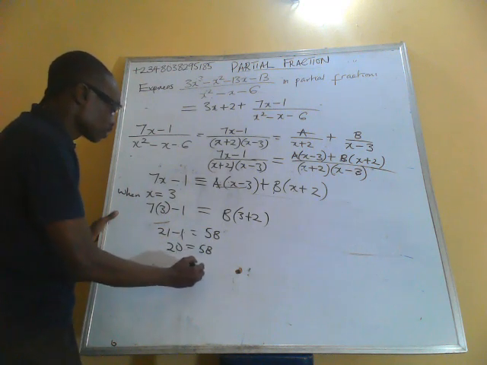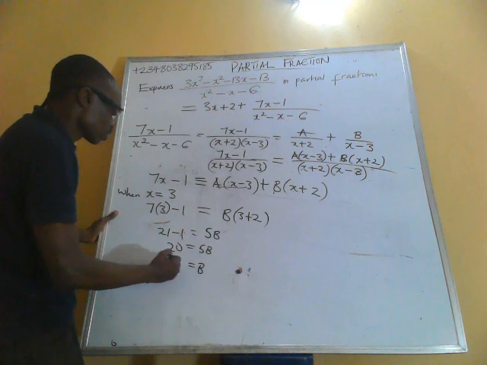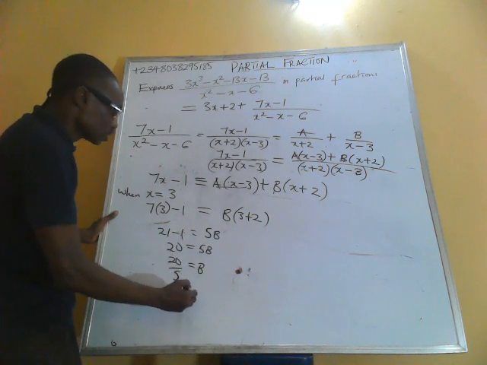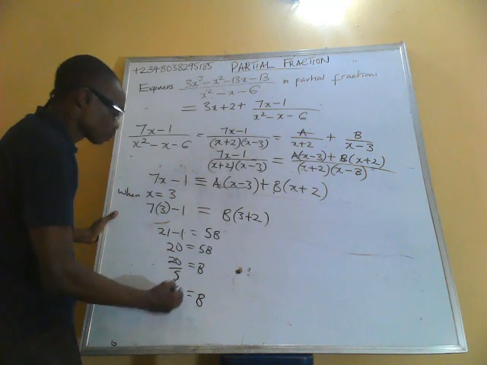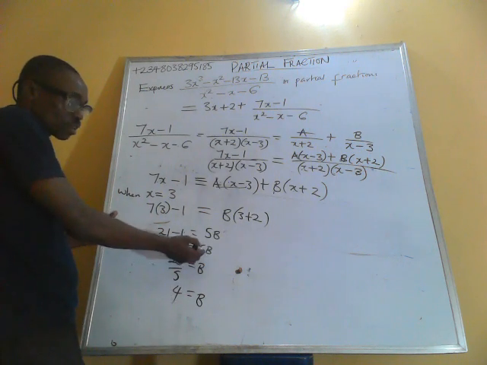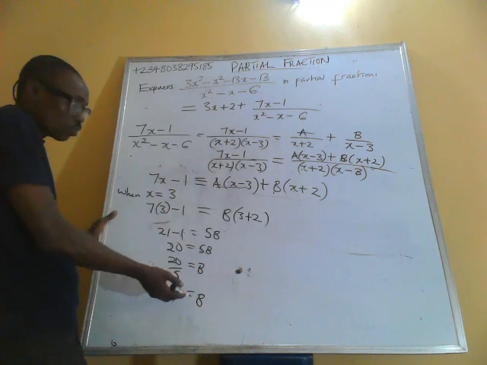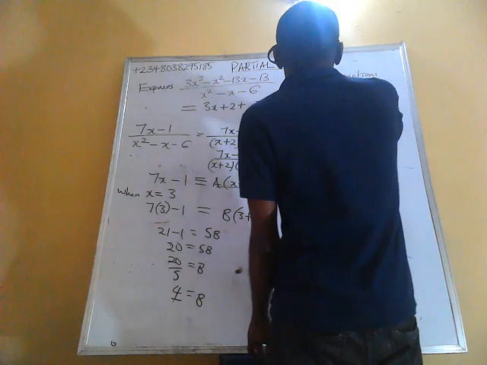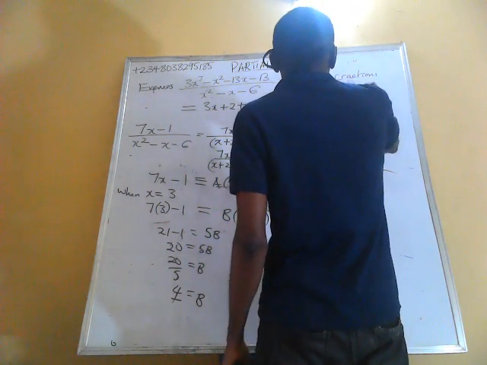From here, b is equals to 20 divided by 5, which is b is equals to 4. So 5 times 4 will give you 20. So b is 4. So let's put that here, that b is equals to 4.